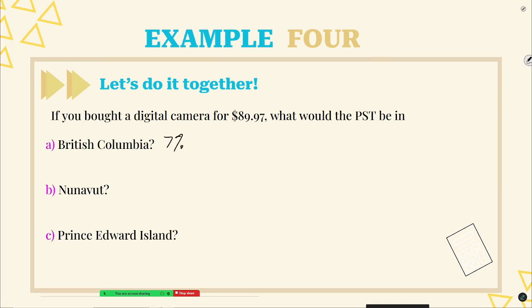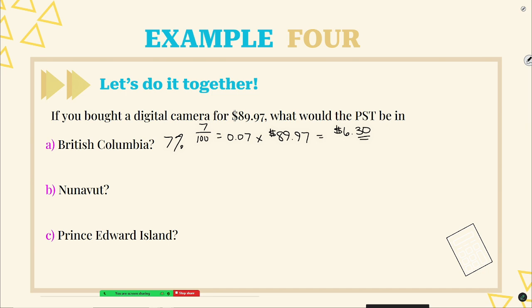Remember, we first have to calculate it as a decimal, so we divide it by 100, which gives us 0.07. We multiply that by the price of the camera. When you calculate 0.07 times $89.97, we got $6.2979, and always round up. It rounded up to 30 cents. When we're dealing with money, we use 2 decimal places.